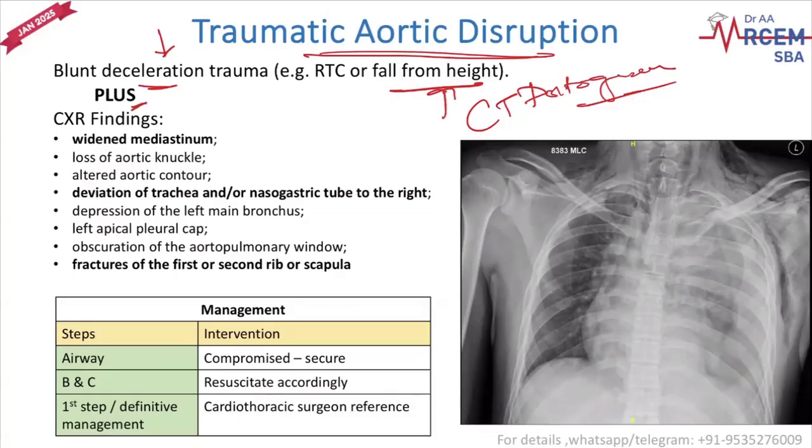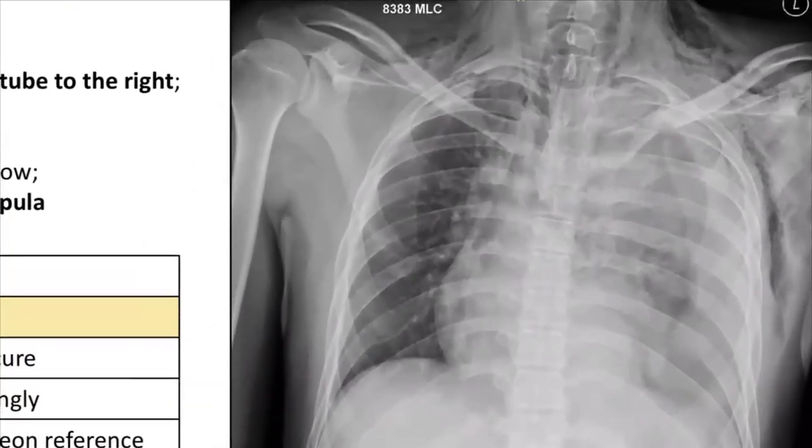Plus, clinically, get an X-ray done. In the X-ray, what will you be seeing? There will be widening of the mediastinum. Widening of the mediastinum 90% of the time is not because of aortic disruption. It's because of oozing of blood from the minor vessels present in the mediastinum. But aortic disruption is the first thing that should come to your mind, because it is life-threatening. The patient can die if you miss it.